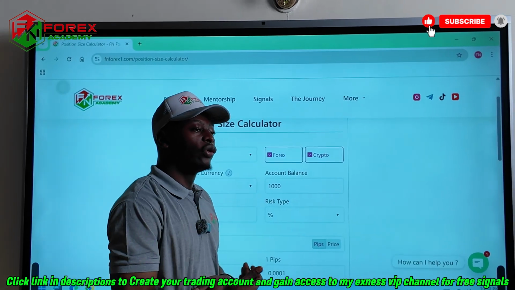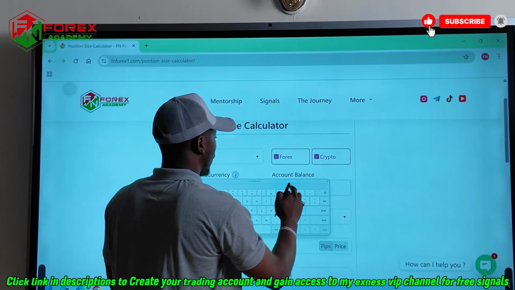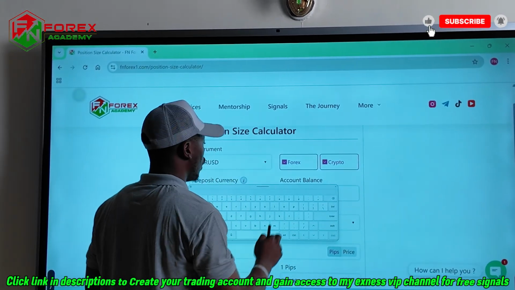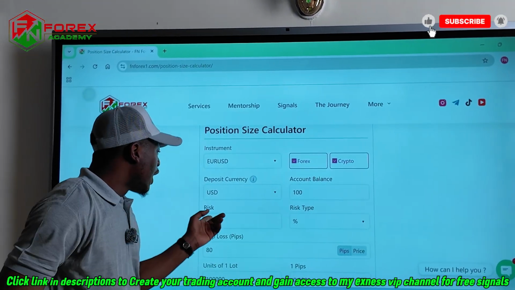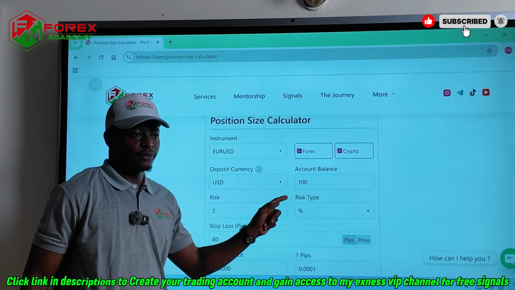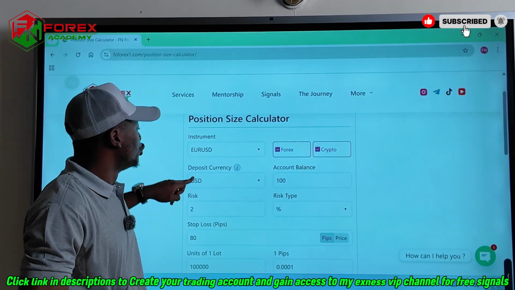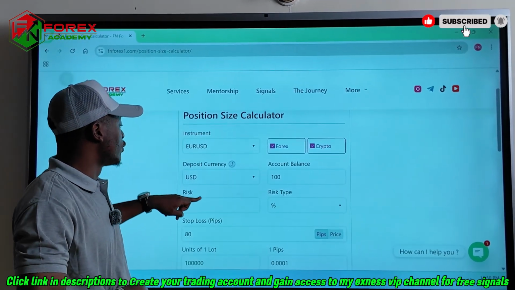What is your account balance? Our account balance on that trade was, let me adjust this, $100. Account balance $100. Now, how much do you want to risk? So you have put the currency pair you are trading, your account currency in USD, and your account balance. How much are you risking?